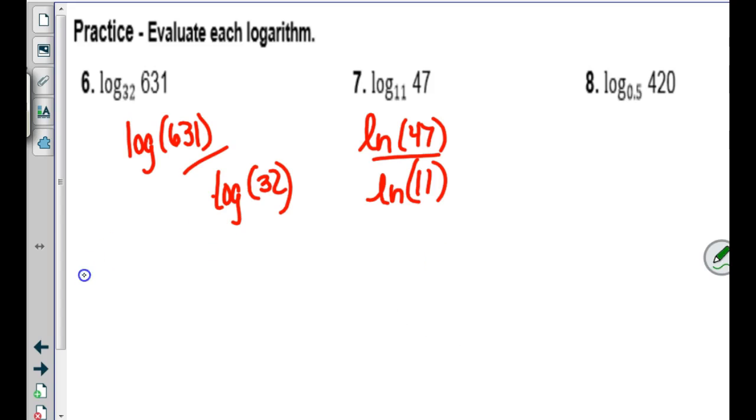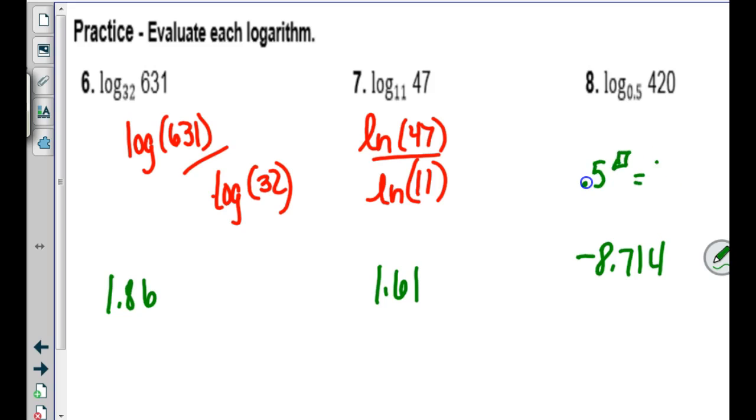Anybody want to read me their answers real fast? What'd you get for the first one? Nice and loud. Anybody? Okay. The second one, anybody else? And the last one, anybody? Dakota, do you have the last one? Did anybody else get that? Negative? Yeah, because this is saying 0.5 to what power became 420. So if you keep multiplying by 1/2, it's going to get smaller. The only way to make it bigger is to raise it to a negative power.